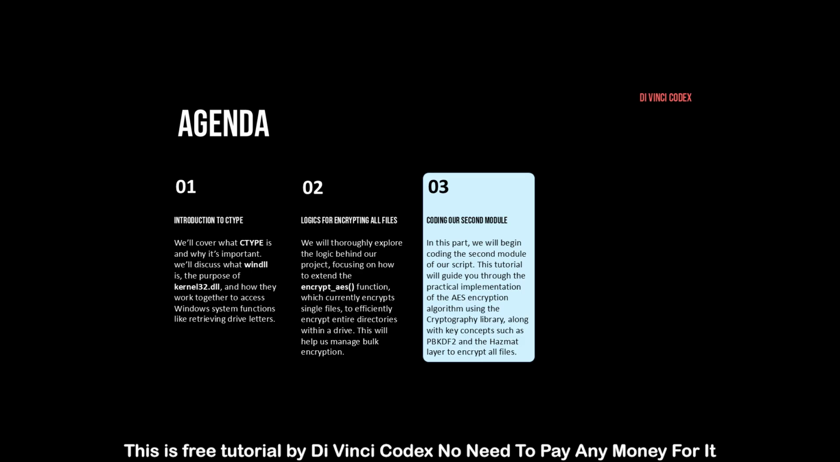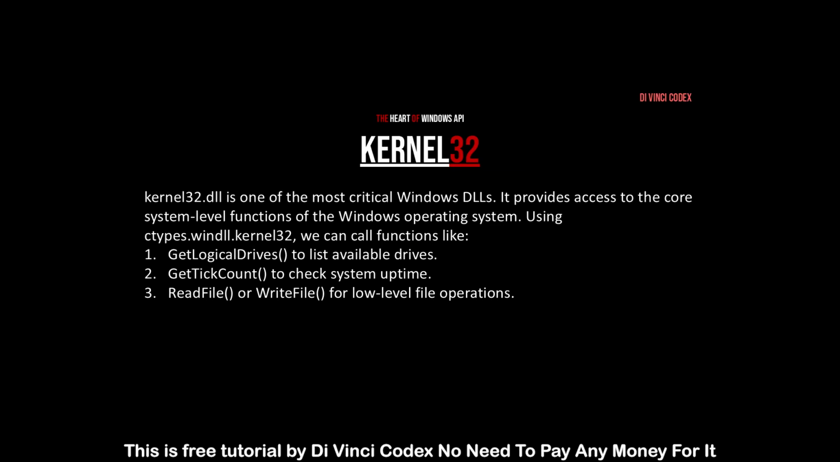Following that, we will start coding our second module. This section will guide you through the practical implementations of WinDLL, kernel32, what are ctypes, and threads. So kernel32, which is considered the heart of the Windows API. So kernel32 is a vital Windows DLL, dynamic link library. We will discuss it next, which provides us access to the core system level functions.